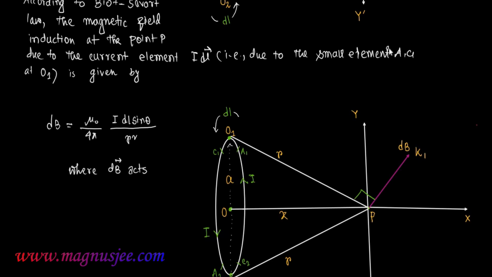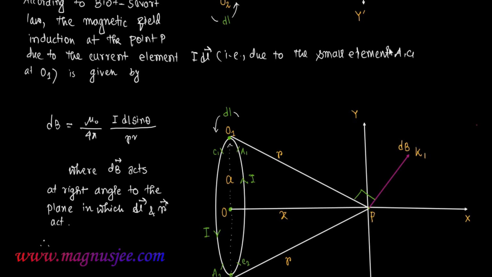Where vector dB acts at right angle to the plane in which the small length vector, that is vector dl, and the oblique distance vector r act. Vector dB acts at right angle to the plane in which vector dl and vector r act.